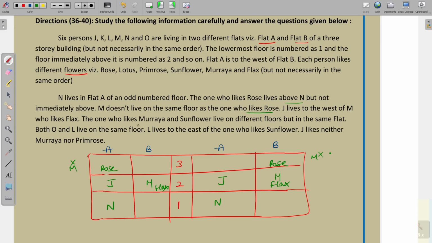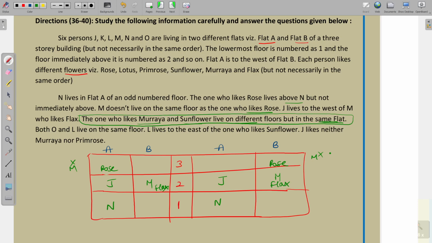Next, the one who likes Muria and the one who likes sunflower live on different floors. Okay, so Muria and sunflower are on different floors, but in the same flat. So, same flat in the sense either A or B. Okay, so let's keep this point aside and look at the remaining.